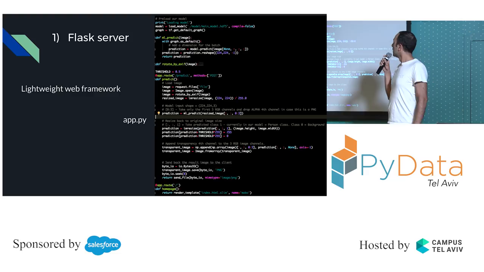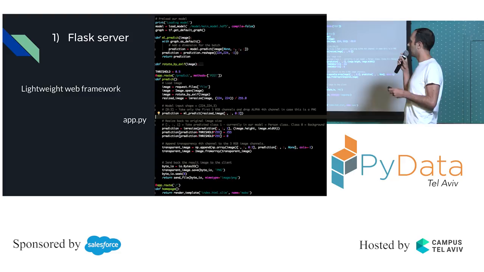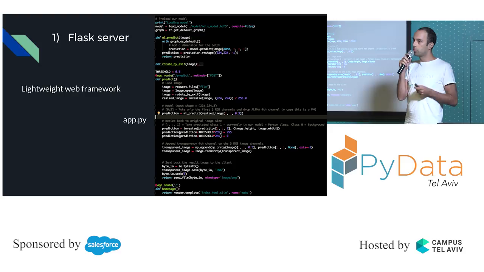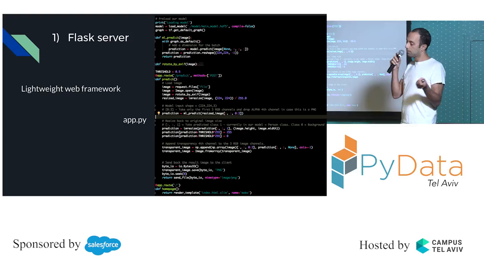Since we're doing background removal, you can see the parts where we're taking the image from the request, resizing it, and predicting the semantic segmentation, as Gidi was explaining, meaning trying to find out which pixels are actually the people in the image. Then we use those pixels to give the transparency layer and push it back to the HTTP response. And at the bottom, you can see the home page serving, which is a static HTML.